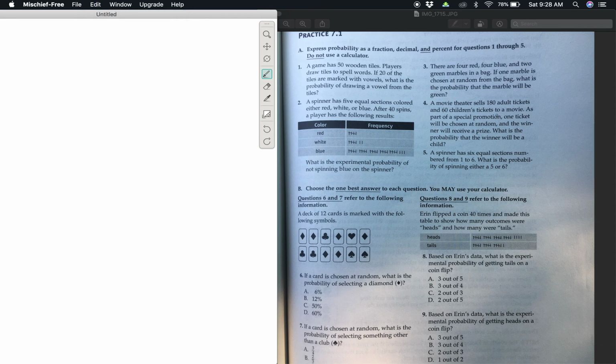Okay, a movie theater sells, this is number four, by the way. A movie theater sells 180 tickets and 60 children's tickets to a movie. As part of a special promotion, one ticket will be chosen at random and the winner will receive a prize. What is the probability that the winner will be a child? So you have 180 plus 60 is the total amount of tickets that were sold. So we have 240.